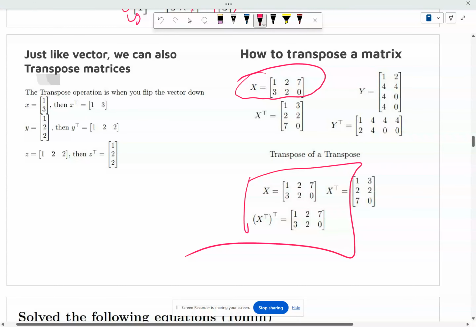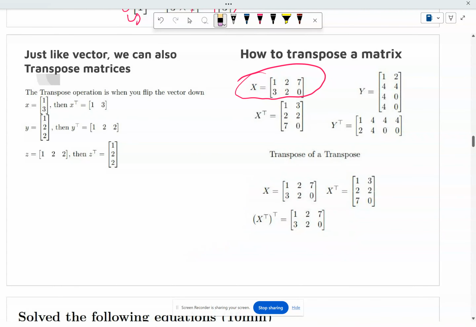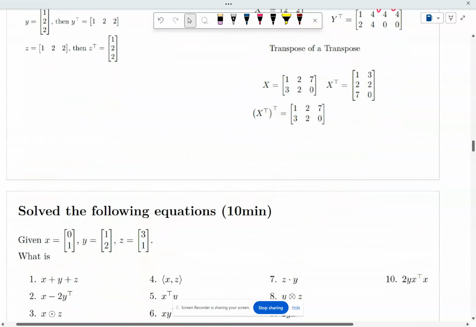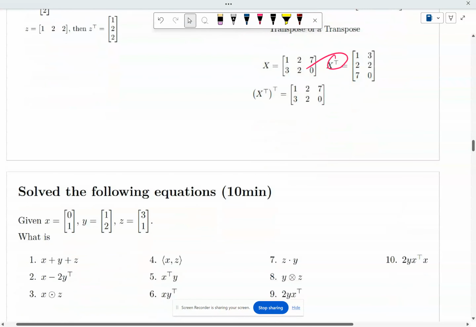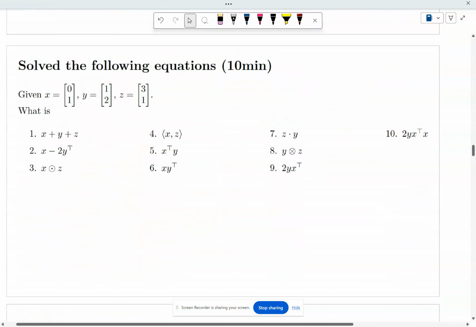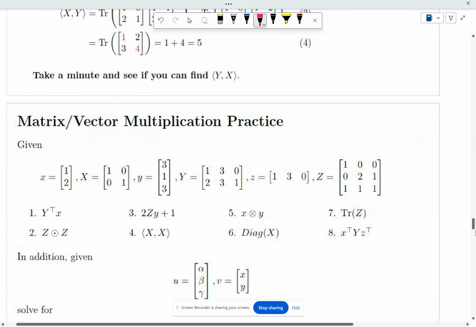Okay, so that's essentially how you can do it. You take each column, convert it into a row, take the next one, convert it into a row. So that's what the transpose is for. Now let's take a little bit of time. Why don't you try to solve these following equations using everything we've learned so far?